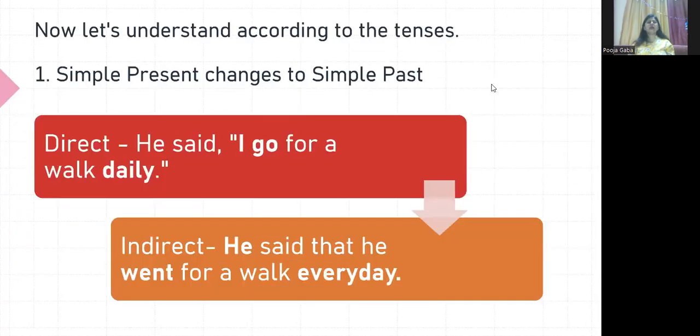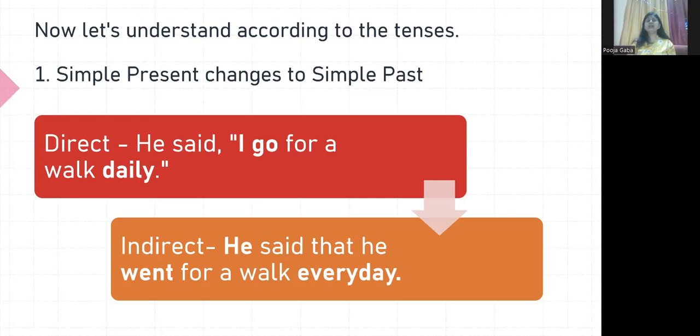Now let us understand according to the tenses. The first tense was simple present that changes to simple past. See this example. He said, I go for a walk daily. Now here this introductory verb is in past, said. So this said will remain as it is, past only, in indirect speech.